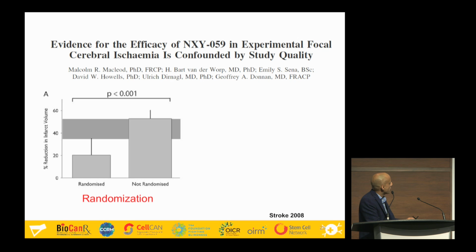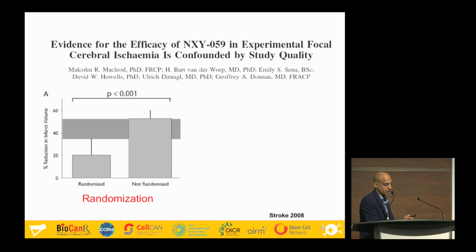Then they parsed it out into those studies that are randomized versus those studies that are not randomized. You can see that there's a clear difference. Those studies that are actually randomized show a much smaller effect size in reducing infarct volume. Perhaps if the clinicians and the scientific teams who were translating this had just seen those studies that are randomized, they may have been less enthusiastic about enrolling 1,000 patients in a large-scale trial.